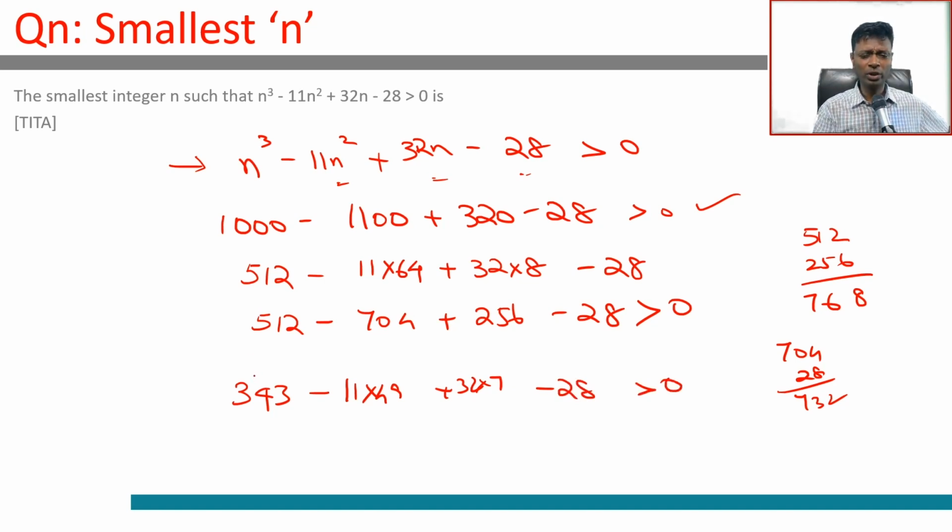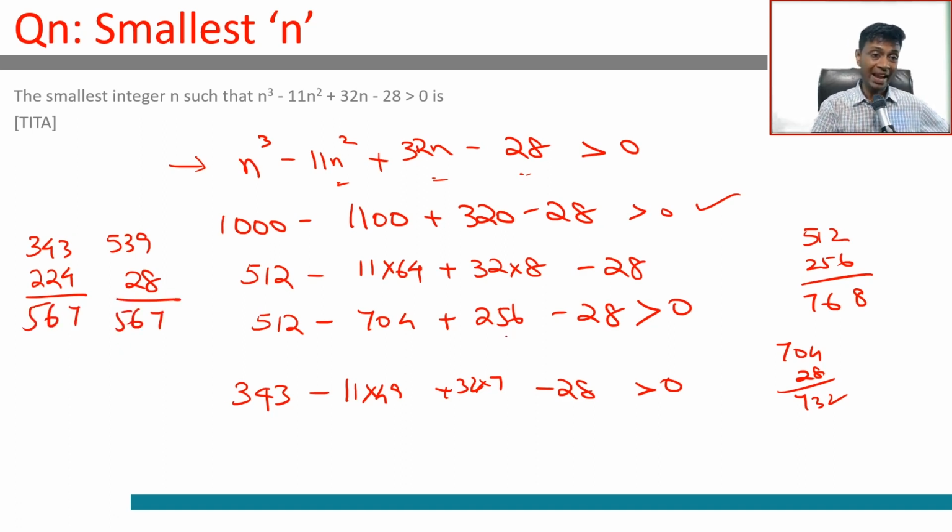49 into 11, 490 plus 49 is 539. So 343, 539, 28, 32 into 7: 7 2s are 14, 4, 1; 7 3s are 21 plus 1, 22. Let's add these through. 3 plus 4 is 7, 4 plus 2 is 6, 567. I have a gut feeling this will be 567. So 7 is equal to 0. 8 works, an increasing sequence. So the smallest integer that works is 8.